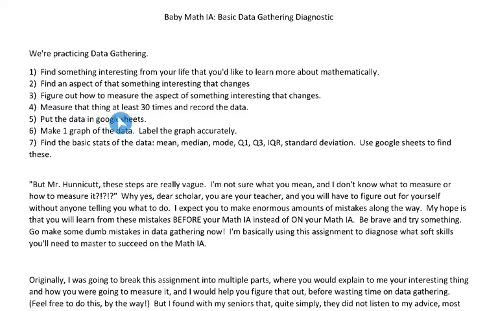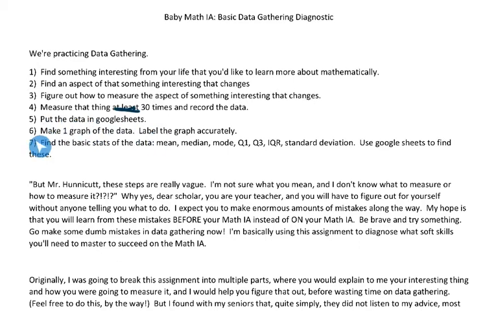Okay? You want to measure that thing at least 30 times and record the data. Now, I know I said at least right here, but as you will see on the exemplar, I only measured 28 things, and the last one was a stretch and kind of messed up my data. So it's really around 30 times. Okay? So around 30, but get close to 30. All right? You're going to put that data in Google Sheets. I want you to practice working with Google Sheets.